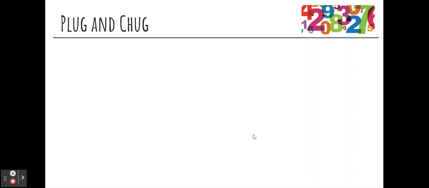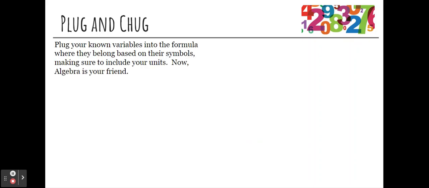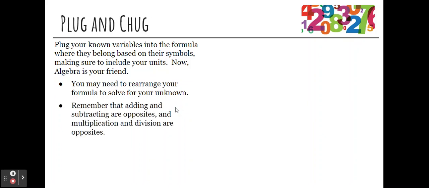Up next, the math part, plug and chug. Plug in your known variables into the formulas where their variable symbols are. Make sure you include those units along with those numbers, and now it's all about the algebra. You may need to rearrange your formula to solve for your unknown. Remember that adding and subtracting are opposites. Multiplication and division are opposites.